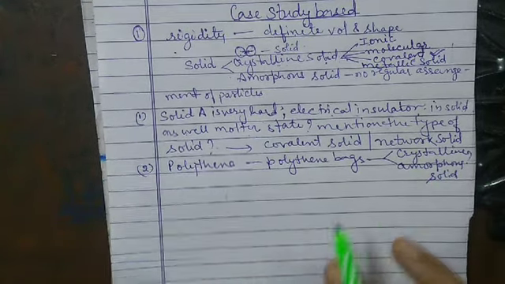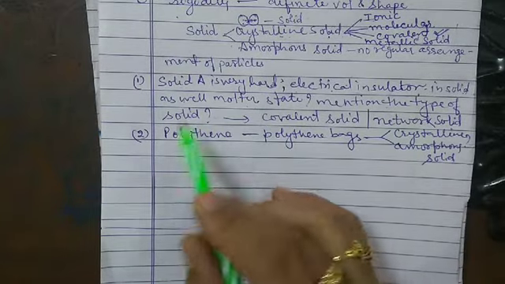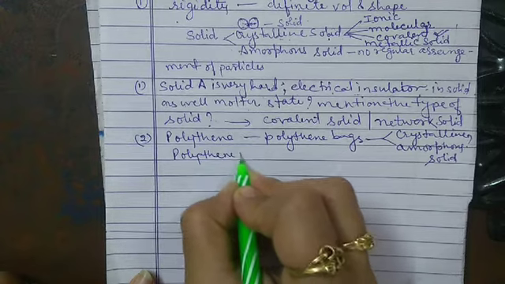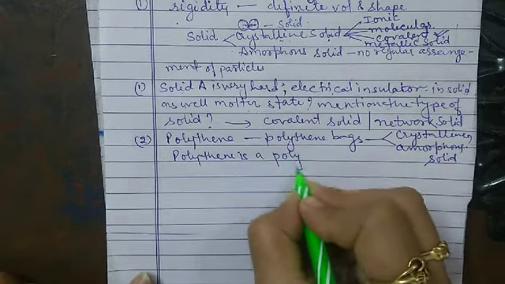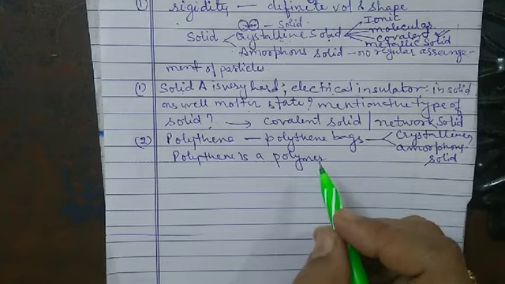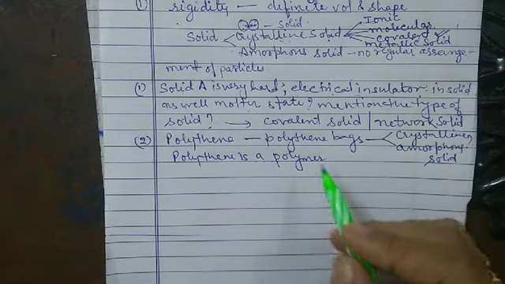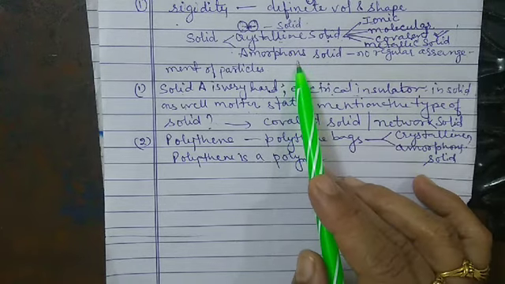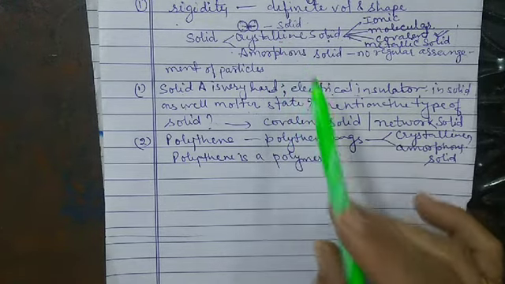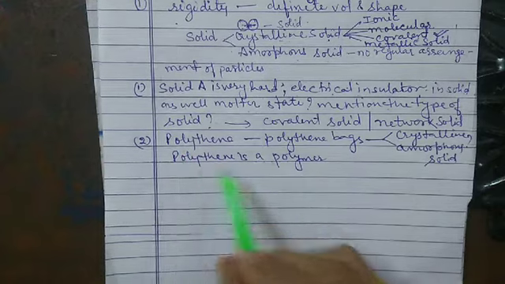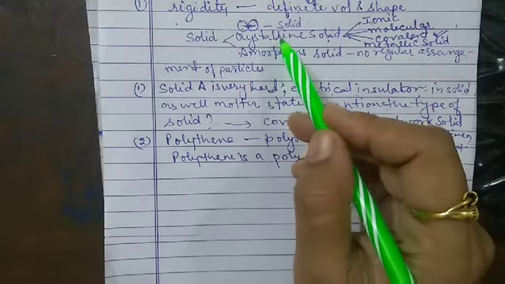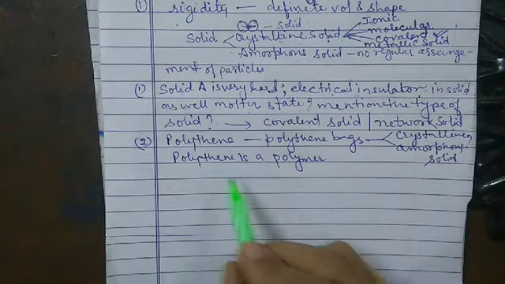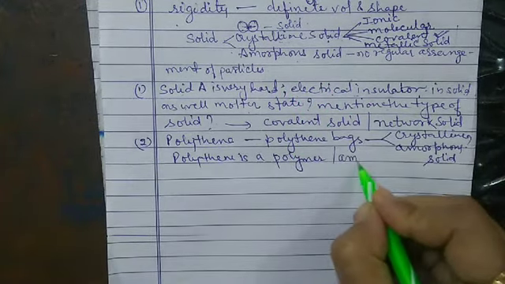Now we all know very well, because we have studied the topic polythene earlier, that polythene is a polymer. Polythene is a polymer, and we have studied the characteristics of the crystalline solid as well as the amorphous solid. Now we have to find out, on the basis of the properties of polythene, whether it belongs to the crystalline category or the amorphous category. So polythene is a polymer and it is amorphous.